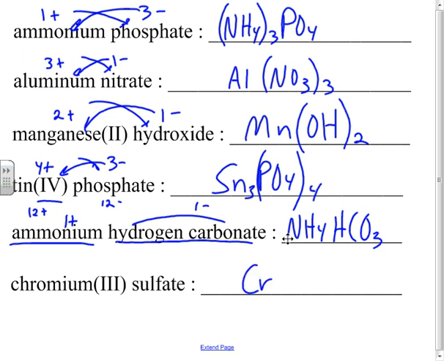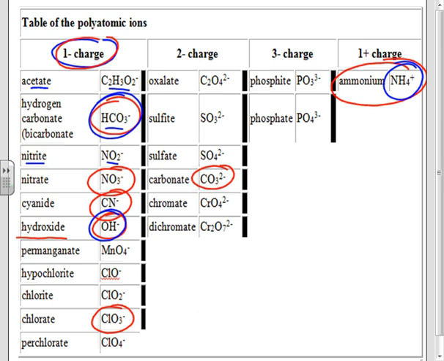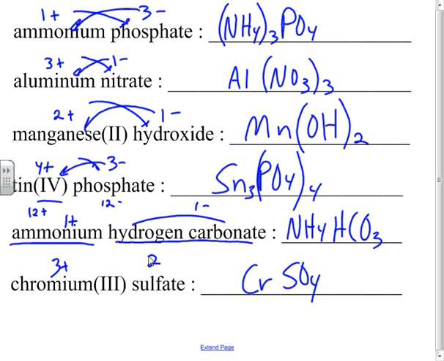Chromium 3 sulfate. Again, write the symbol for each. The sulfate is a polyatomic ion. SO4, chromium 3 has a 3 plus charge. From the polyatomic ion table, the sulfate is a 2 minus charge. And then switch, I need 2 chromium 3s to 3 sulfates. Anytime I need more than one of a polyatomic ion, I must put it in parentheses. And that gives me the formula for chromium 3 sulfate.